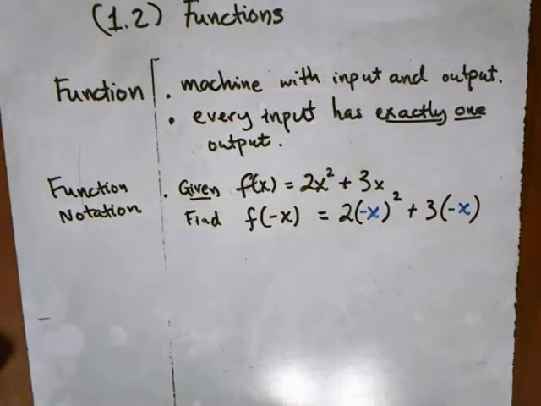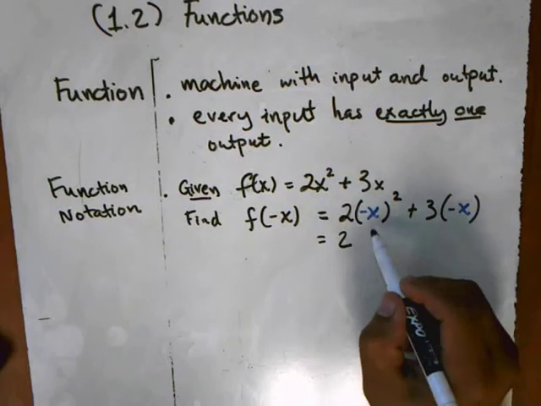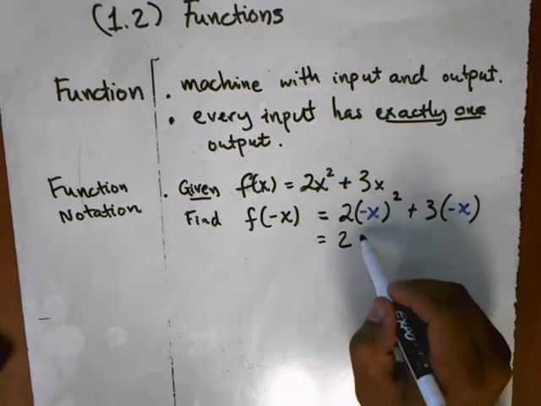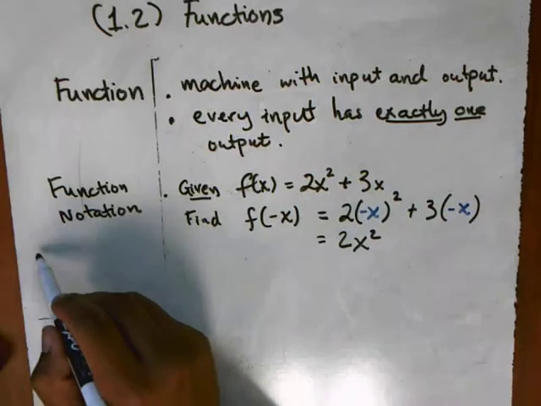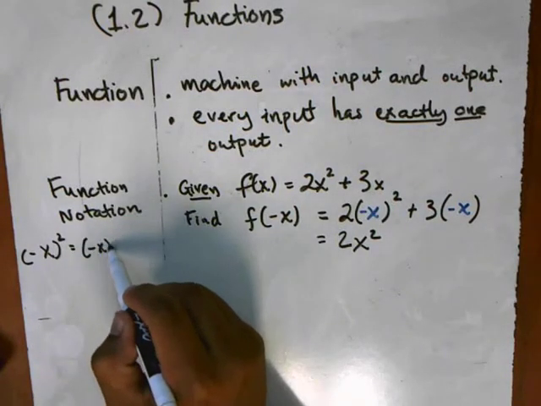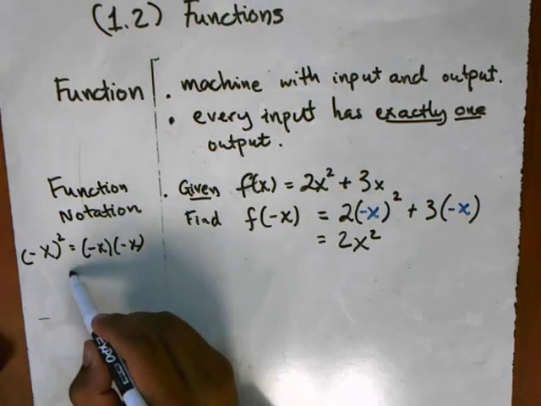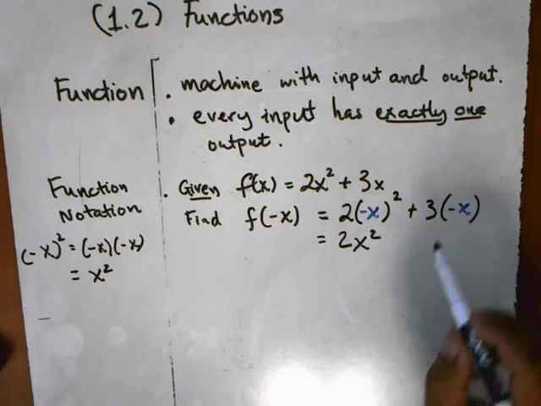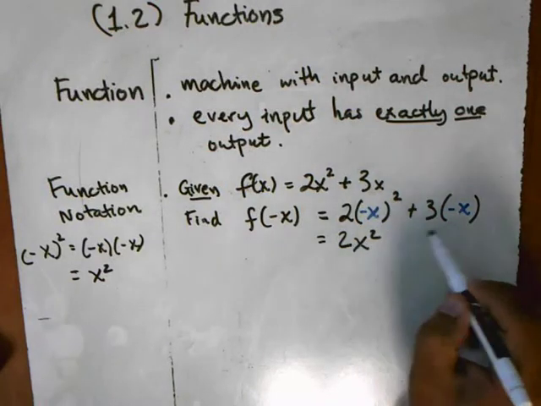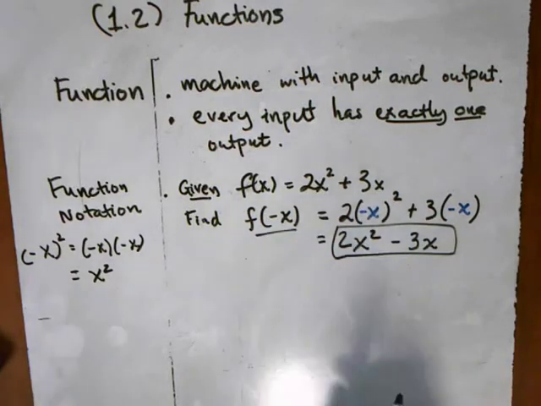Sometimes this will make a difference, and sometimes it won't do anything at all to the function. So let's see what happens here. Well, I still get the 2. Negative x squared is just x squared, and I'll illustrate on the side here. Negative x squared is just negative x times negative x. The two negatives cancel, give you a positive, and you just end up with x squared. Here it doesn't do anything, but for this part it becomes negative 3x. Okay, so this is f of negative x.